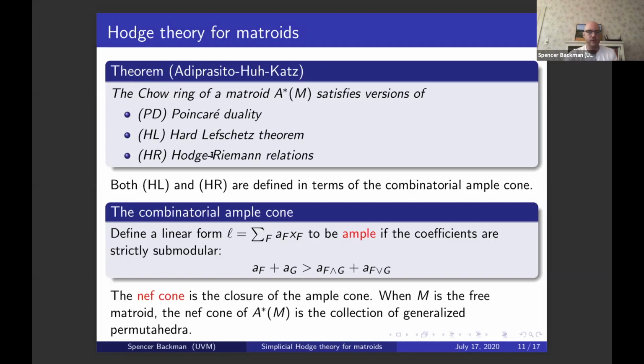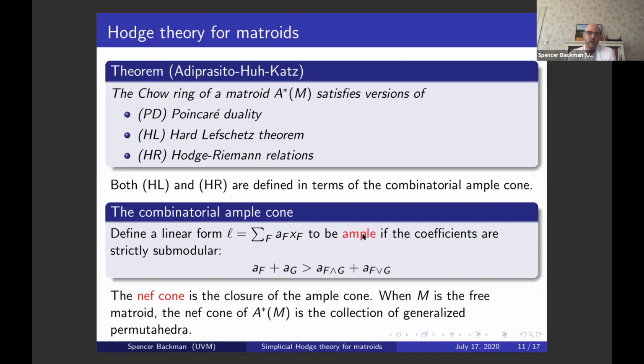Both Hard Lefschetz and the Hodge-Riemann relations are defined in terms of something called the combinatorial ample cone. If you take a linear form, which is just some linear combination of these variables x_f, where the coefficients are from R, we'll say that it's ample if these coefficients satisfy the strict submodularity property. And the nef cone is going to be the closure of the ample cone. So that's when we drop the condition that the submodularity is strict. So the nef cone is just going to be the cone of submodular functions on the lattice of flats.